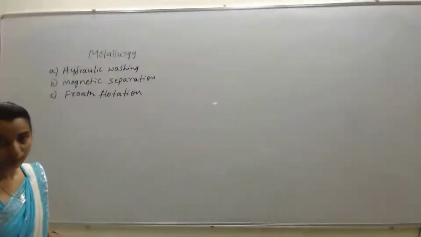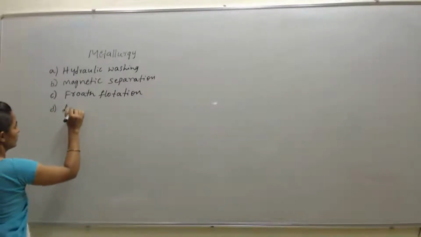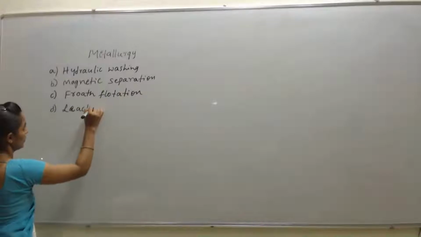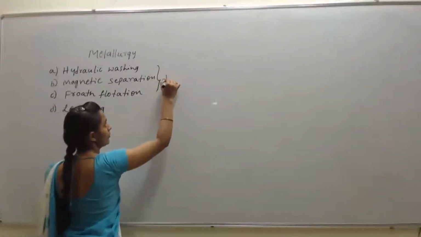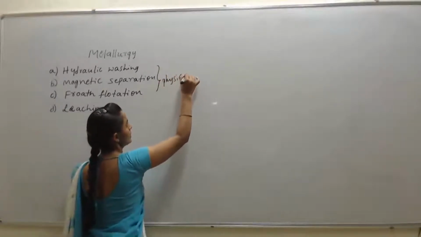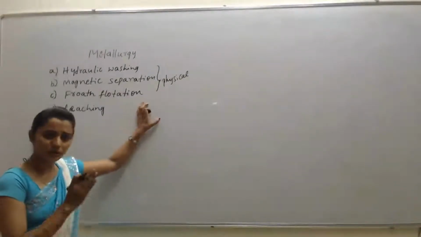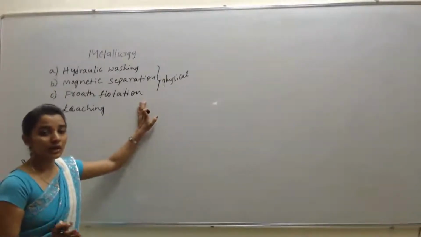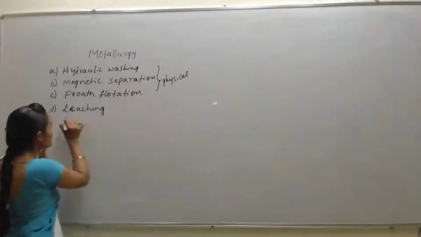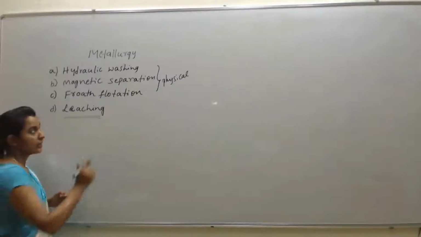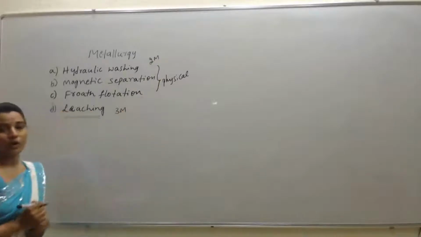So next one is the leaching process. These two are physical processes, which can be done using physical properties, and we may separate them without adding any extra chemicals. Okay, these three are physical separation methods, and this one is a chemical separation method. These three are important for 2 marks. This one is important for 3 marks.